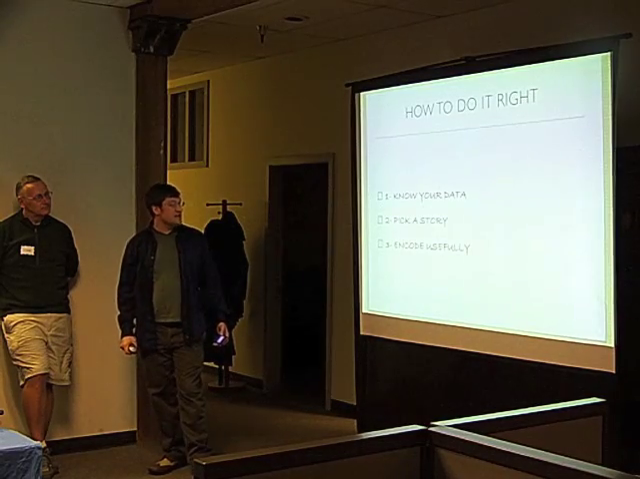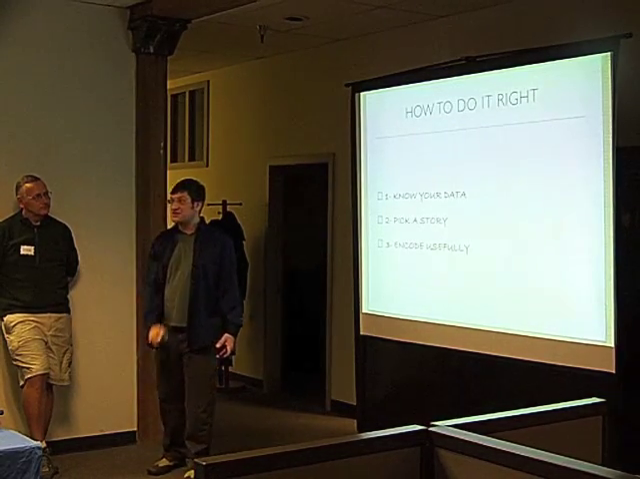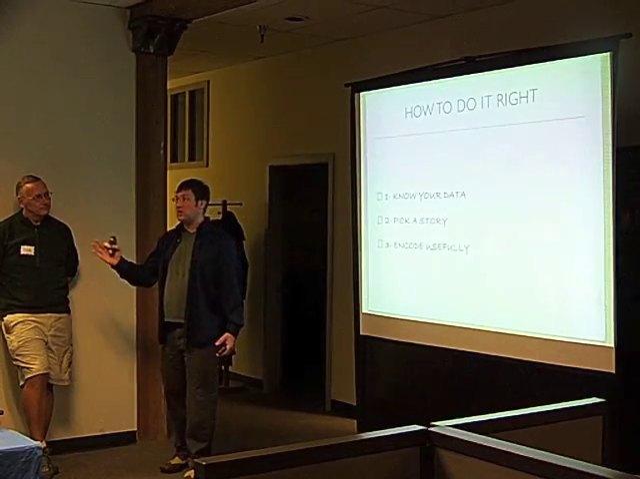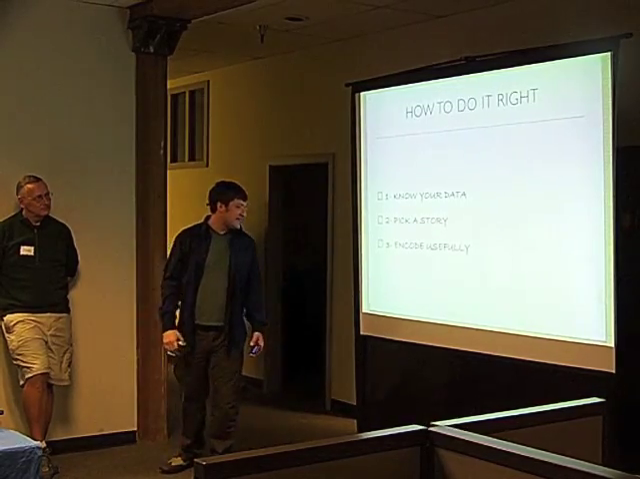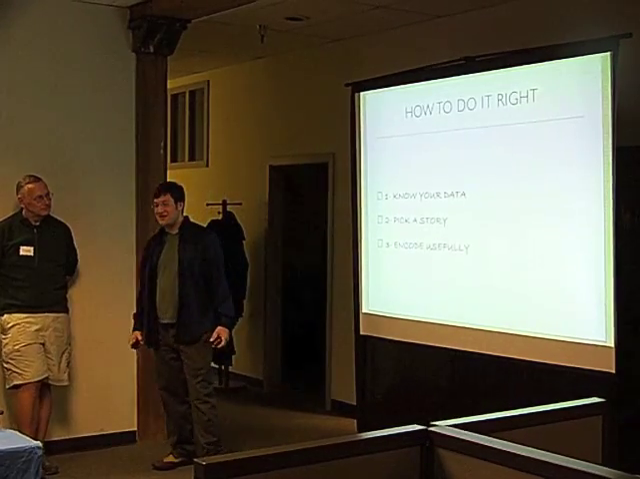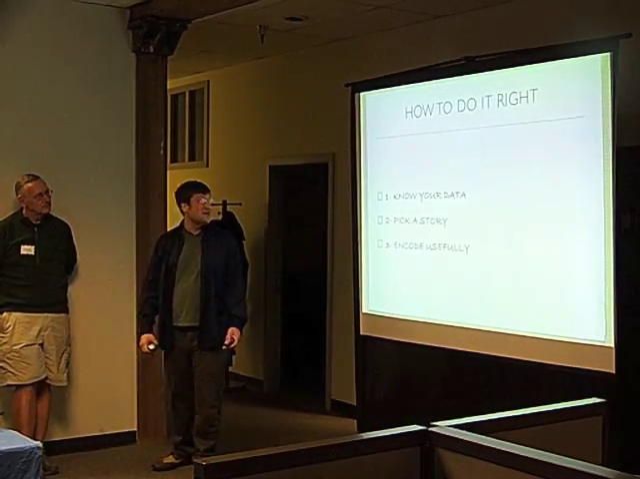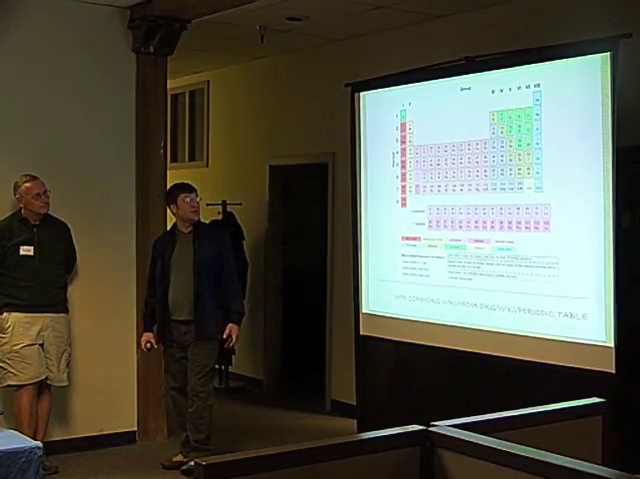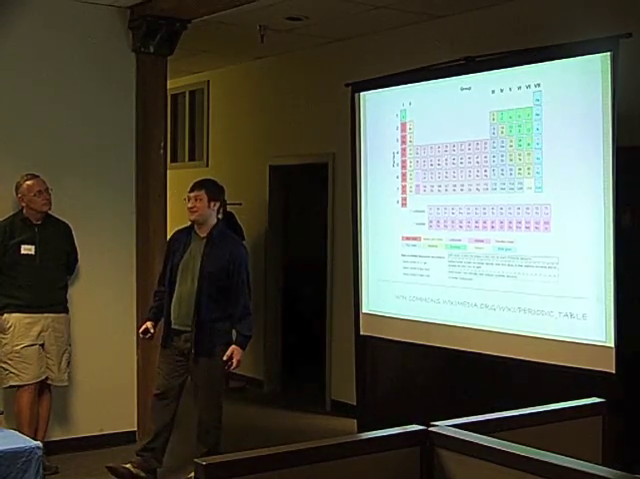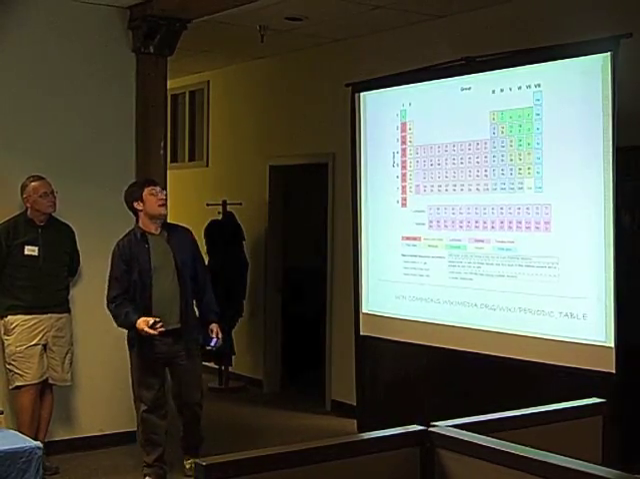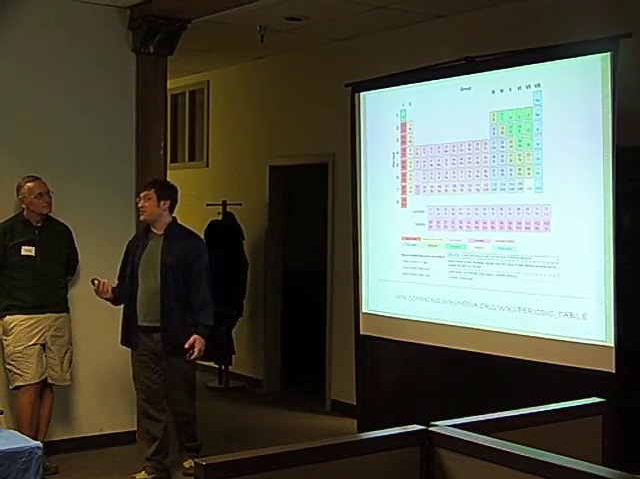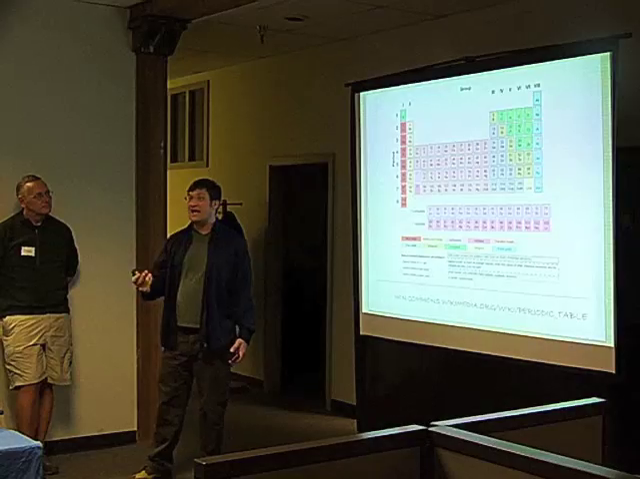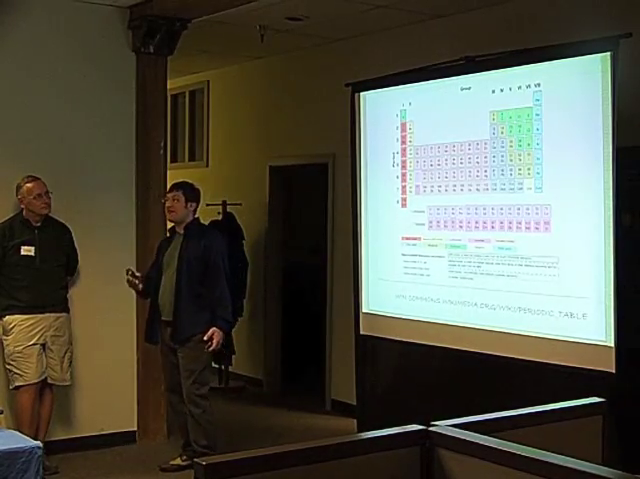And encode usefully. So that's story number 3, encode usefully. I wrote 90 pages on how to encode usefully, so we're not going to get into all that today. But there's some interesting examples. First, placement. Placement is really valuable. You can learn a ton from a periodic table based on where the element you're looking at is placed, because the rows and the columns have meaning.